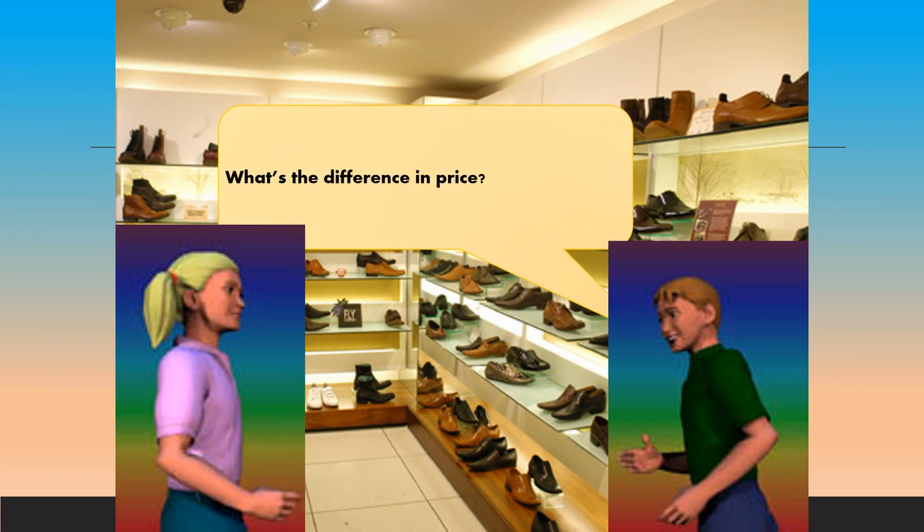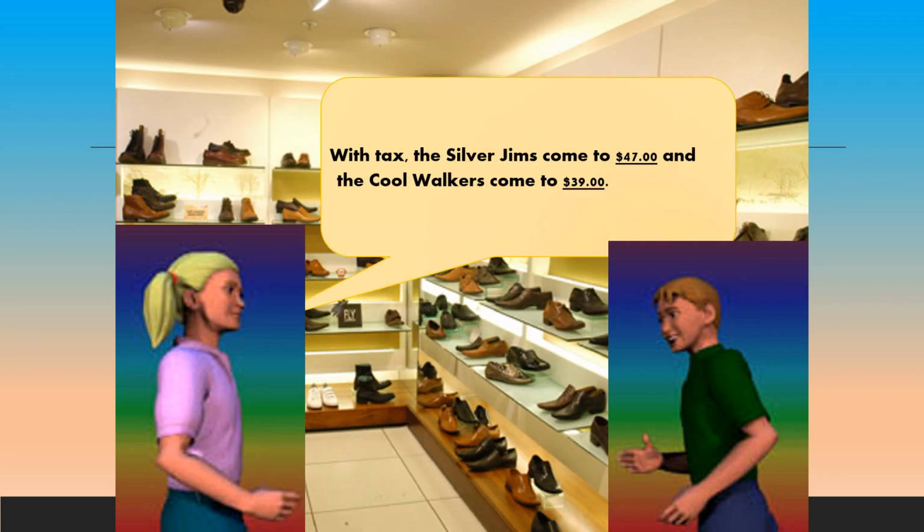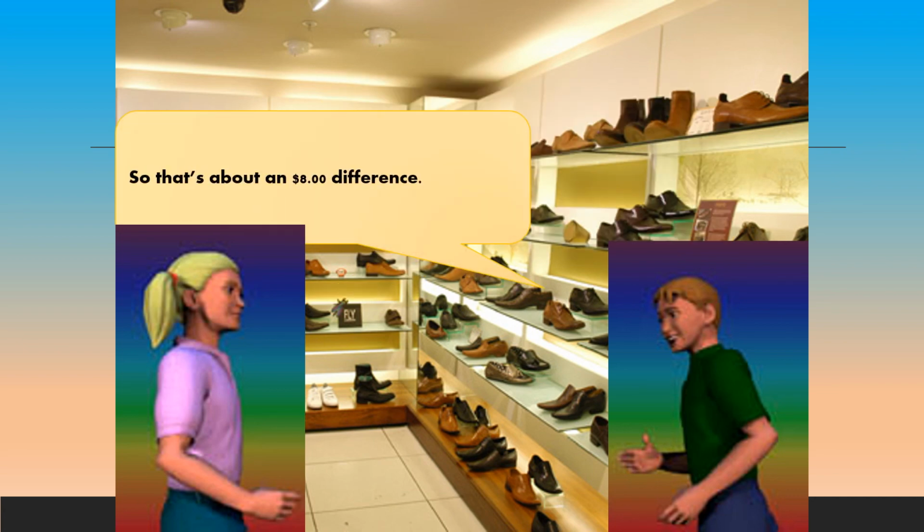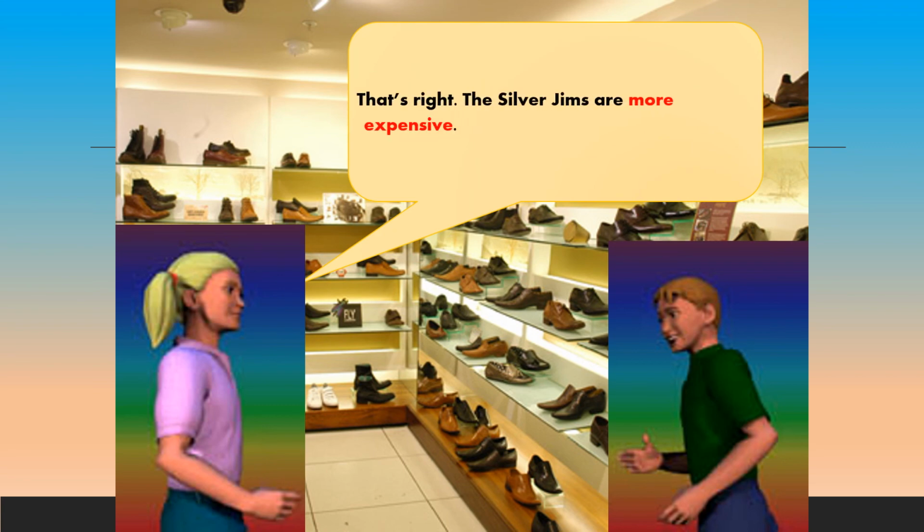What's the price? With tax, the Silver Gyms come to $47 and the Cool Walkers come to $39. So that's about an $8 difference. That's right, the Silver Gyms are more expensive. So remember, expensive is a three-syllable adjective, so we put the word more before it.